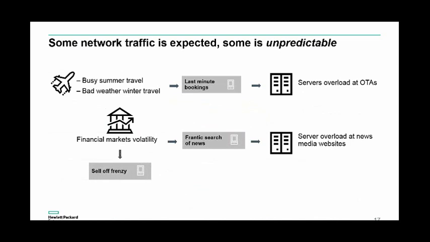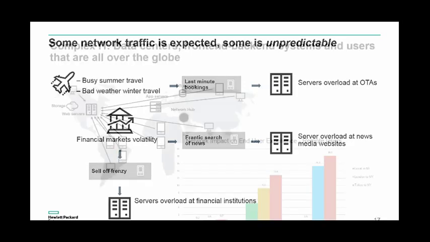And the next thing that naturally happens is the sell-off frenzy. Everybody is trying to quickly sell off whatever they can sell off, if it's panic mode. And that, again, will result in overload at the financial institutions. So it is things like this, where you just cannot predict what it is going to be, that make you quickly pull out your phone and start making the transactions you need to make.